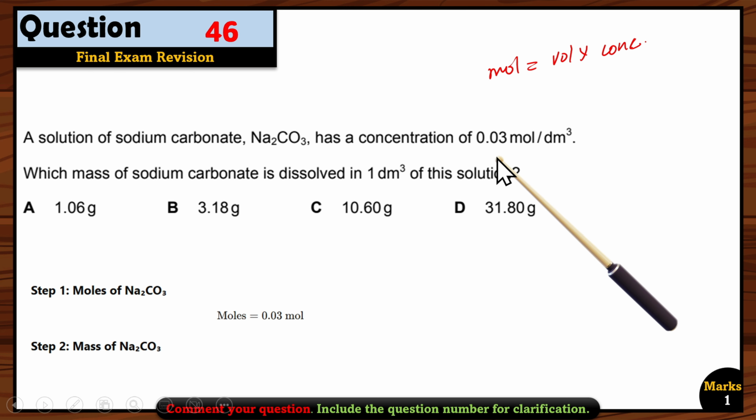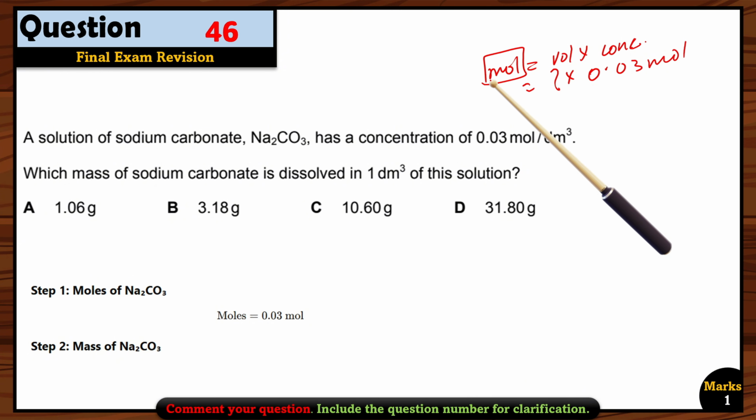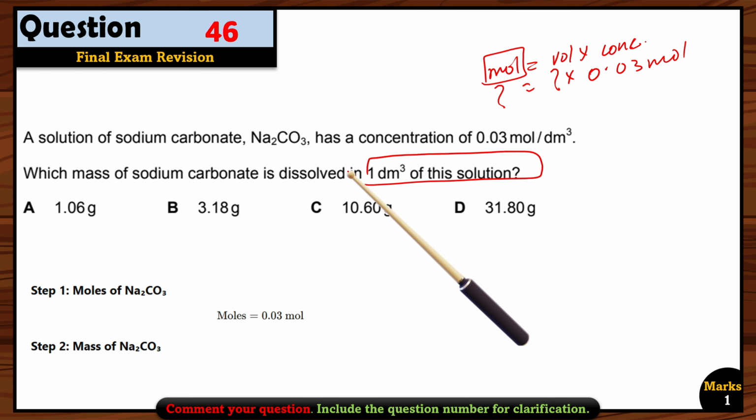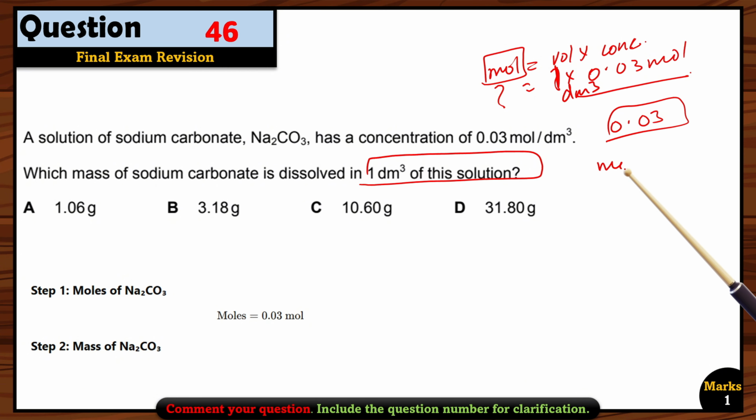Concentration is already given, 0.03 mole per dm cube, but the volume you don't know, and the moles you also don't know. Now we have another formula, because they have given you two other pieces of information. It says dissolve in 1 dm cube of this solution. Oh, they have given you the volume. So the volume is 1 dm cube, right? So now moles is equal to how much? 0.03 times 1 is just 0.03 moles.